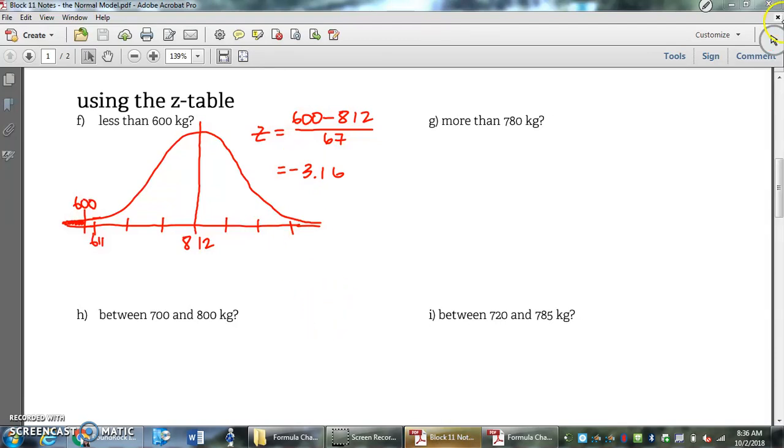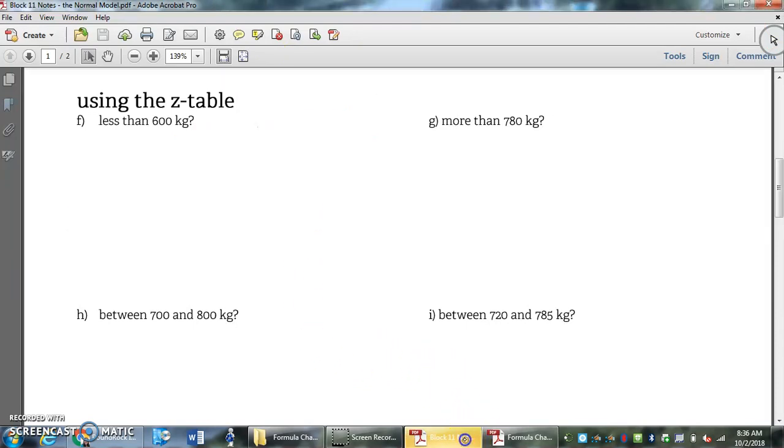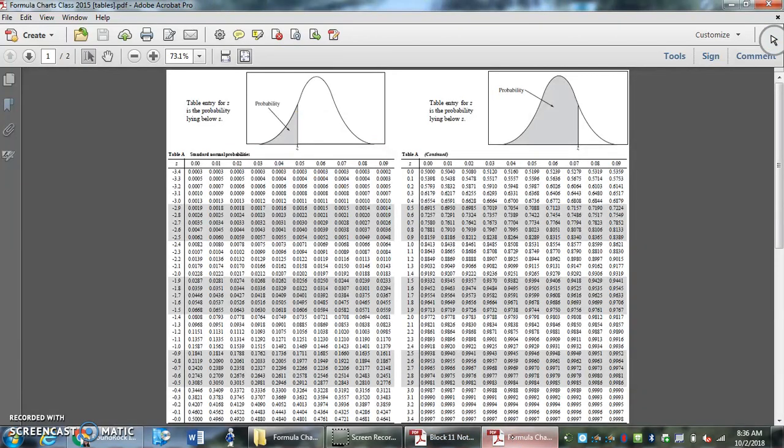So once we find a z-score, this is where we're going to use our z-table. So my z-table looks like this. It looks crazy complicated, but I promise you it's not that bad. Along the row and column headings, we have the z-scores, and on the inside of the table are the proportions for each z-score.